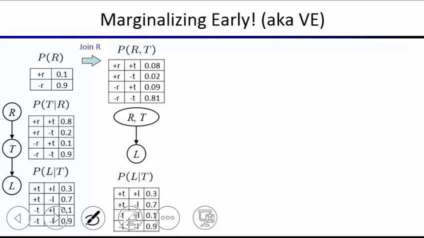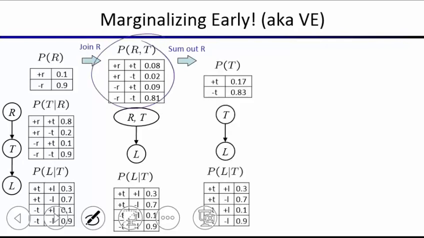All right, so that's the math. Mechanically, it looks as follows. We first join over R. That gives us this table over here. We've already done that before. But now, rather than joining on T next, we eliminate R. Mechanically, we sum out over R in this table, giving us a distribution for T, probability of plus T, negative T.